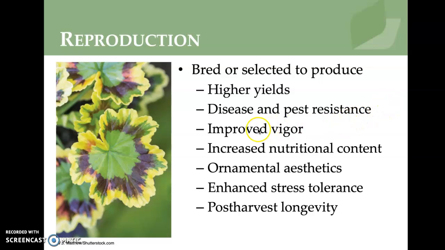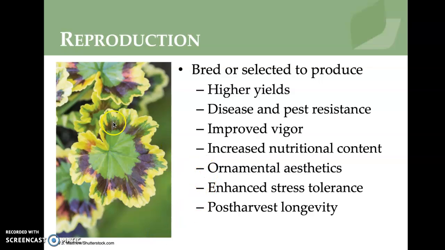And then if you look, they have disease and pest resistance. If I can grow a plant that can tolerate a pest and I don't have to put more pesticide on it, I'm saving money and limiting exposure of people to pesticides. Improved vigor would be a plant holding up to environmental conditions, maybe if somebody's not watering it regularly like they should be, it can withstand those things. For some of our vegetables and crop plants, increased nutritional content, we've always worked to try to make our plants better for all of us.